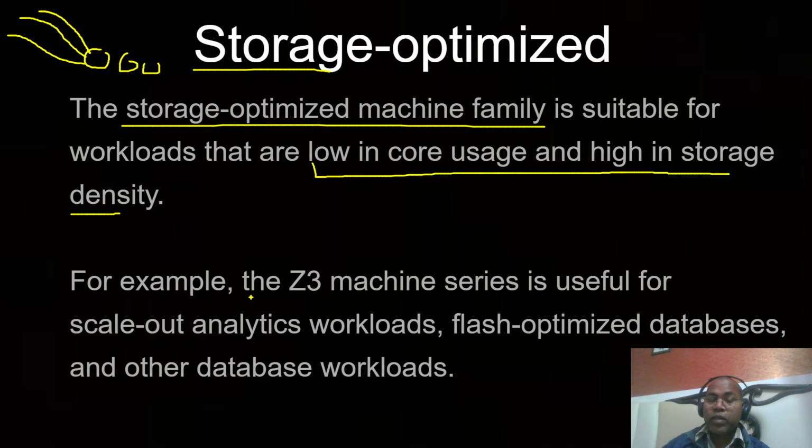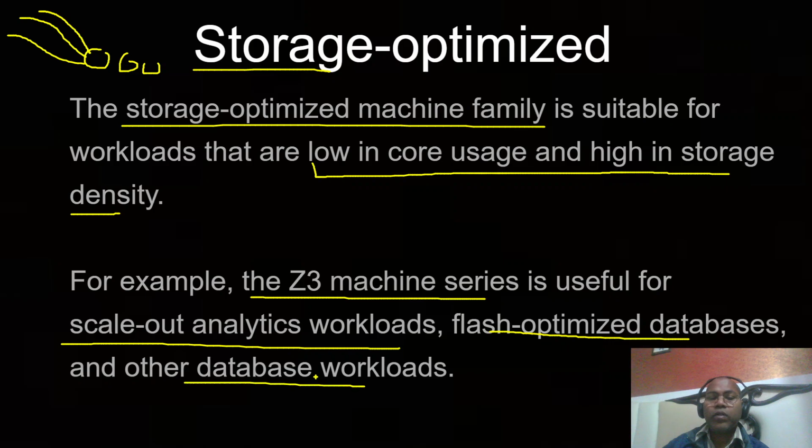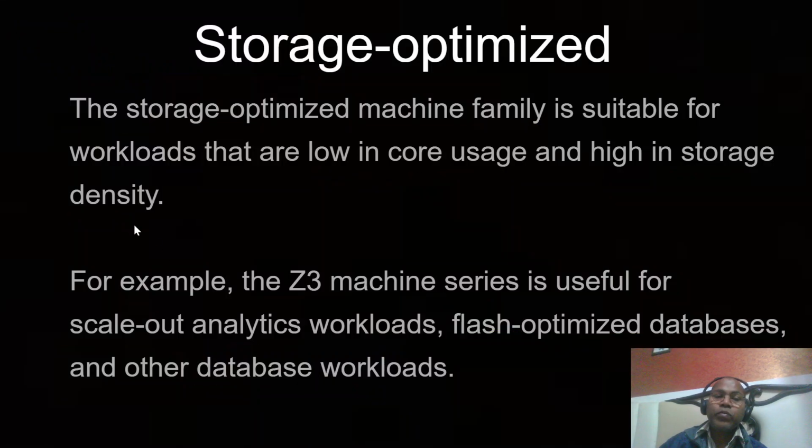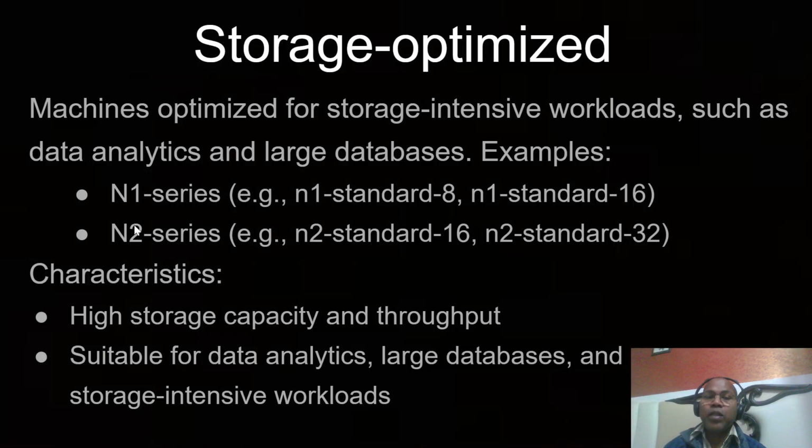So for those, maybe the J3 series is very useful to scale out analytic workloads, flash optimized databases, or any other database related workload where you are going to store more and more data. Your application is data centric. They are receiving lots of data from different input sources. We have to manage the data sources and do lots of analytics on that. So for those kinds of scenarios, you have to think your application is storage optimized in nature, so we have to choose machine types carefully with a storage optimized machine.